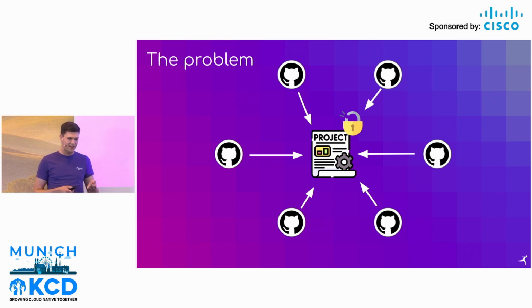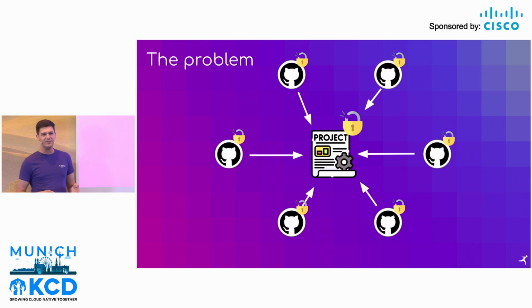And what that means is that if you have some sort of vulnerability in your code or your deployment or whatever, everybody else will basically inherit the same vulnerabilities and will be just as exposed as you are.